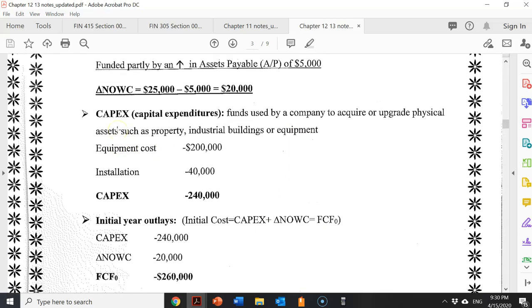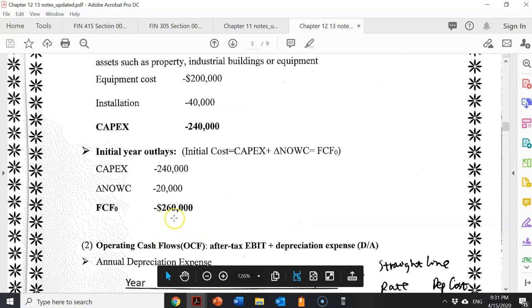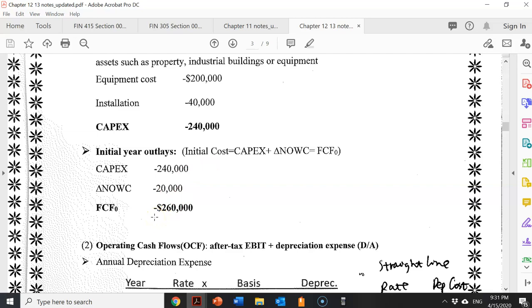Another part of the initial cost is capital expenditure. It is the funds used by the firm to acquire or upgrade physical assets such as property, industrial buildings, or equipment. For this project, we have equipment cost of 200,000 and an installation and shipping fee of 40,000. So our capital expenditure is 240,000. The initial cost is the sum of capital expenditure plus delta NOWC, so we have in total 260,000 as our initial cost. There's a negative sign here because it is our cash outflow as our free cash flow 0.